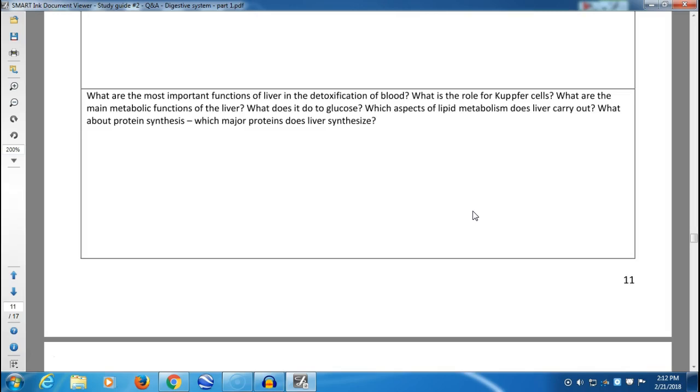What does the liver do to fats? Remember HDL, LDL? What does the liver produce and ship out to the tissues, HDL or LDL? From liver to tissues, it's LDL and VLDL. From tissues back to liver, it's HDL. The liver makes proteins, right? A lot of proteins: albumin, coagulation factors, a lot of them.